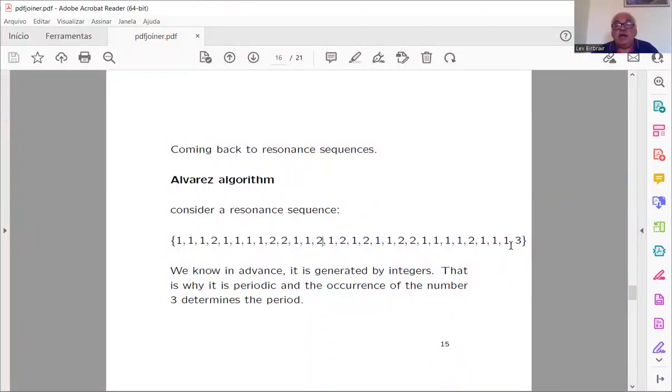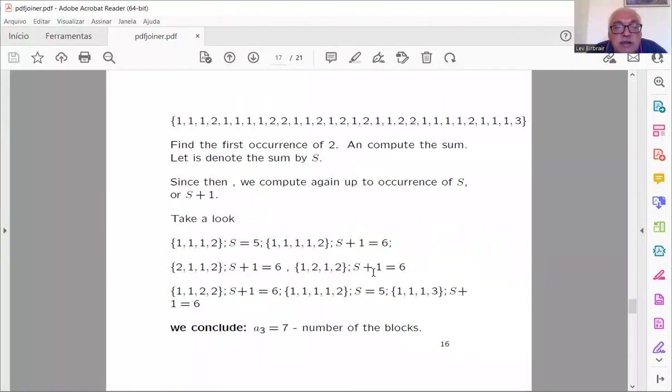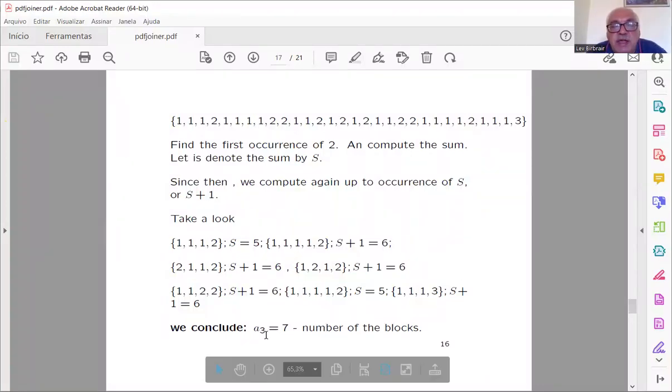And then we stop where you have the number 3. And actually, always if you have the resonance sequence generated by integers, then it's periodic. It is periodic, and the first occurrence of the 3 is the period of the sequence, right? And then we conclude here that A3 equals 7.